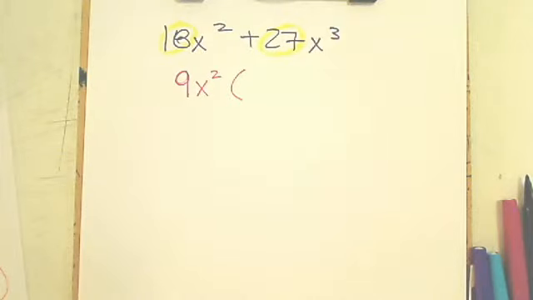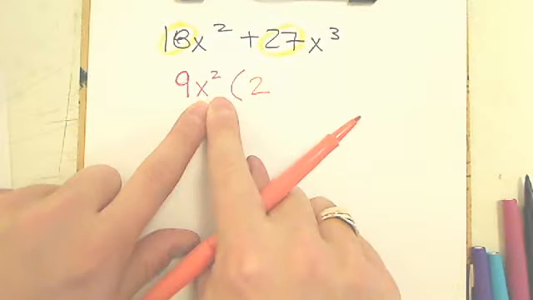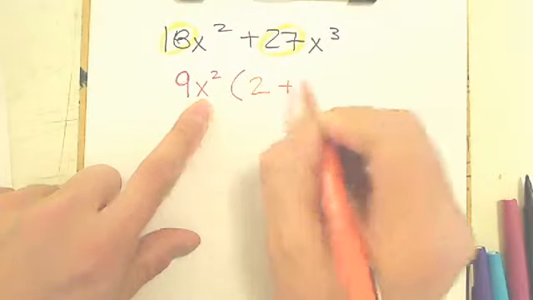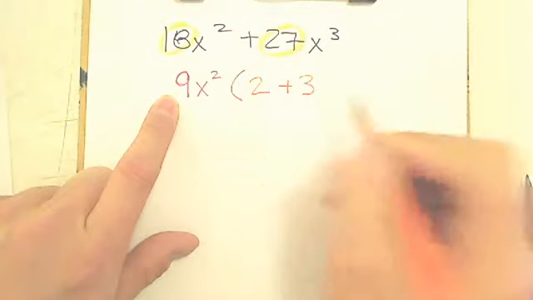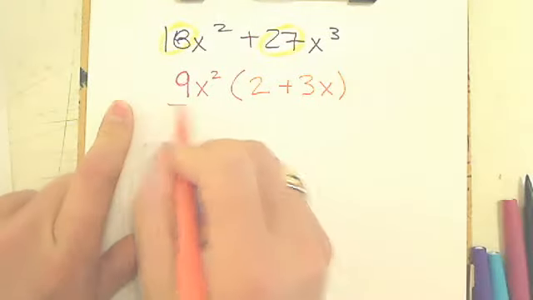What do I have left over? How did 9 become 18? Times 2. Positive 2. X squared becomes x squared? Well, stays the same, so you leave it alone. Move on to the next term. 9 becomes 27. 3. X squared becomes x cubed. X. Answer.